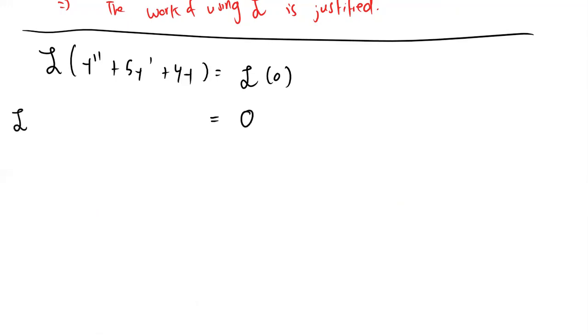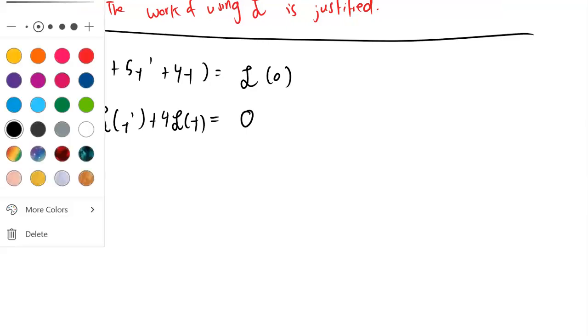Here we can use linearity. Separate it into each part and move the constants outside. I should have moved the 4 outside. 4 times the Laplace transform of y. Now we go back to our formula for taking the Laplace transform of derivatives and write everything out.